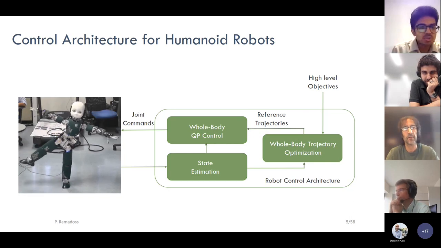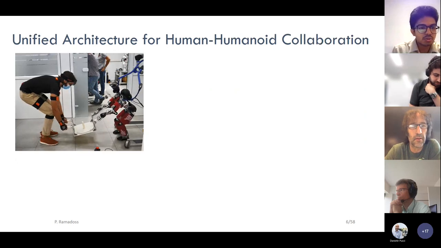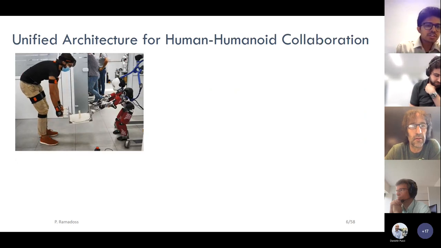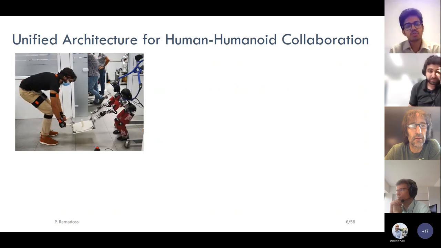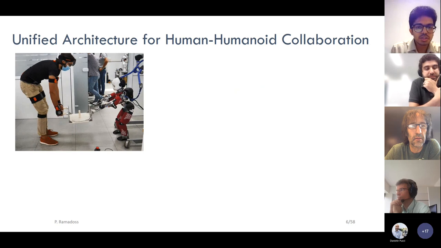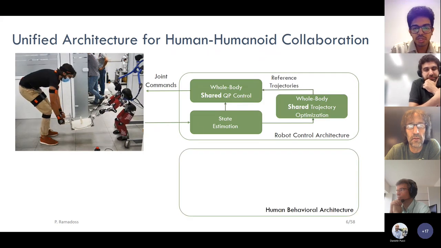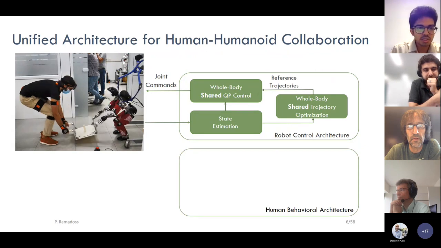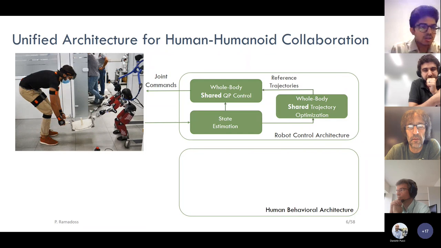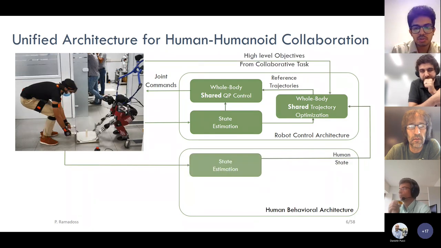Control of humanoid robots is a challenging task, and adding a human into the loop makes it even more complex. So it is crucial to envision a unified control architecture for both human-humanoid collaboration. What we do here is we take the robot control architecture and we extend it towards a human behavioral architecture. Now, measurements coming from the distributed sensors worn by the human or the wearable sensing technologies is passed on to a state estimation block in a human behavioral architecture that infers the human state.